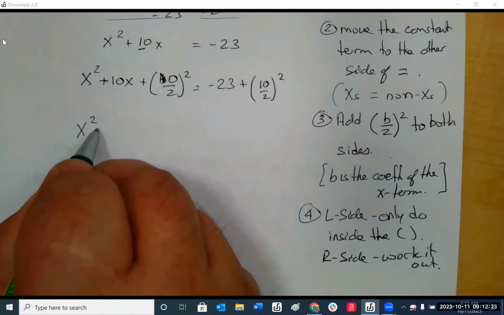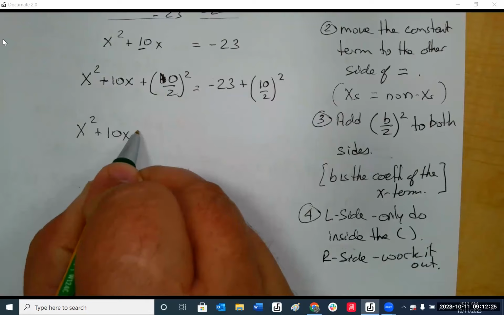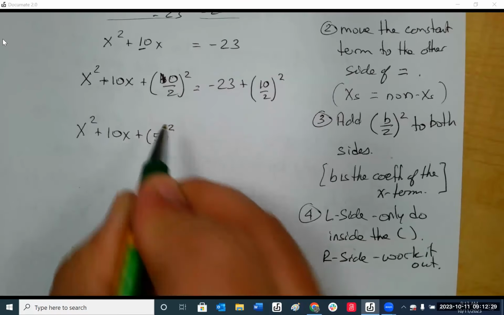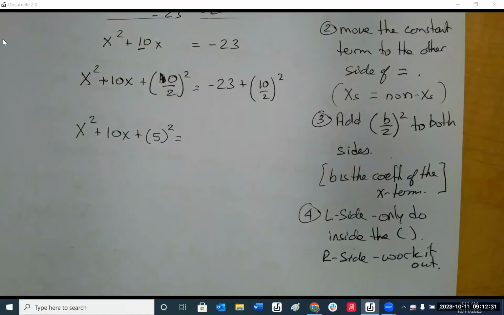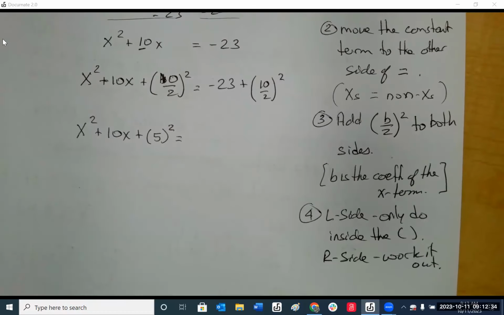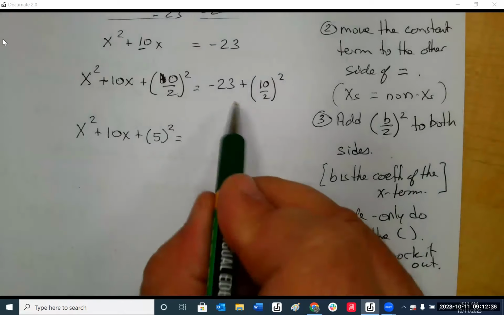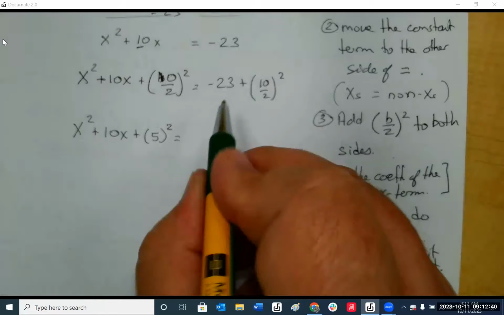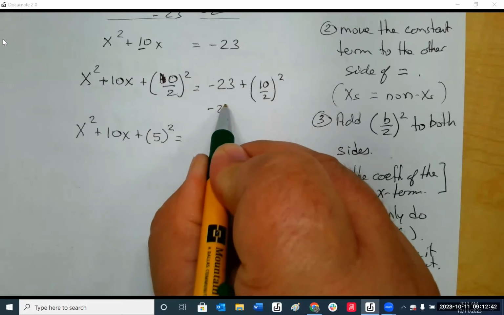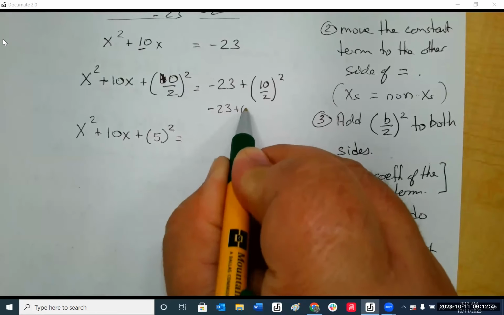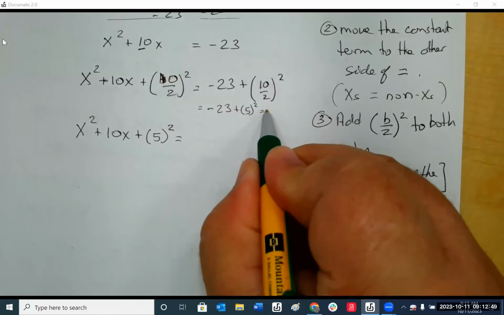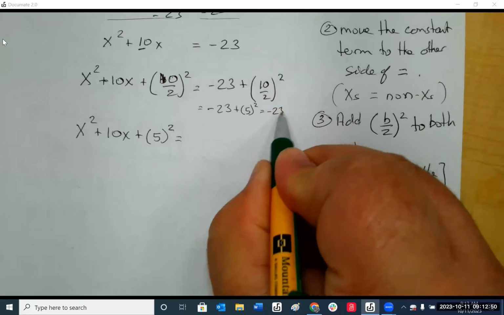So on the left side, we just have 10 divided by 2 is 5 squared. Leave it that way. Now, on the right-hand side, we work it out because we only want one number here. So we have negative 23 plus 5 squared. Negative 23 plus 25 equals 2.